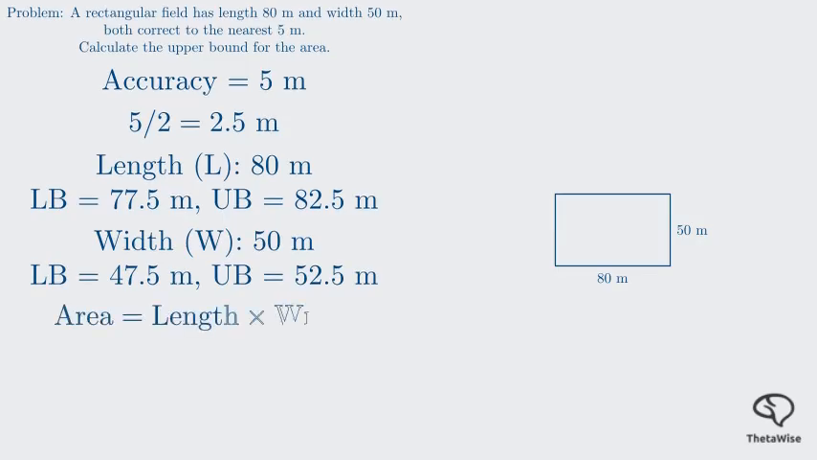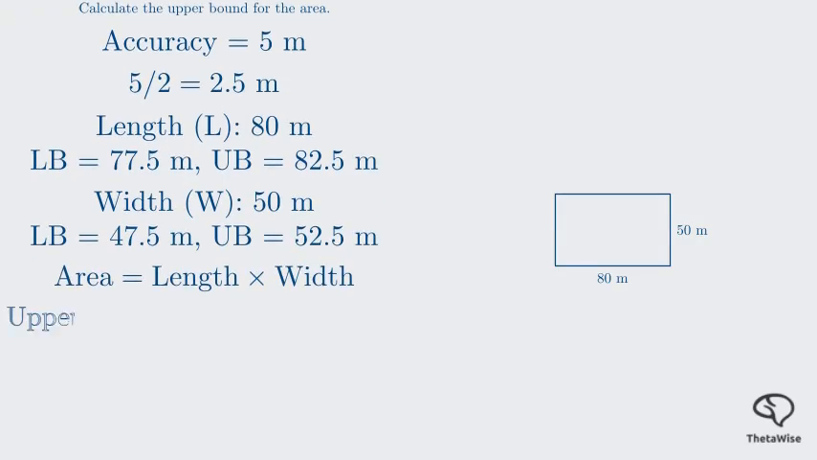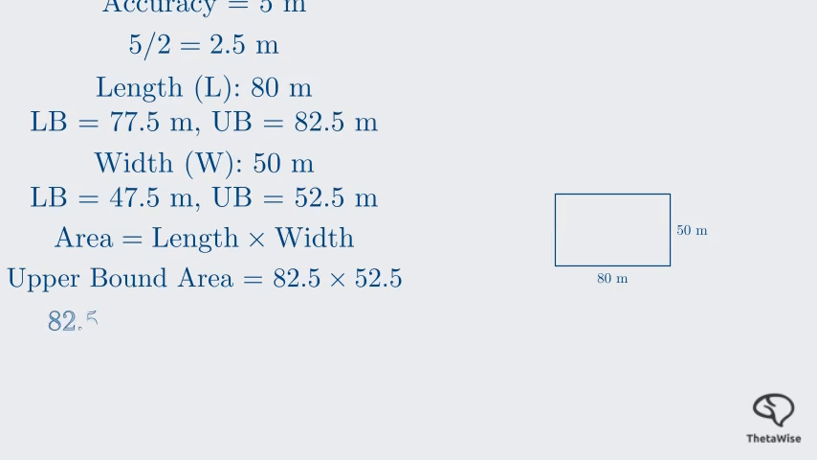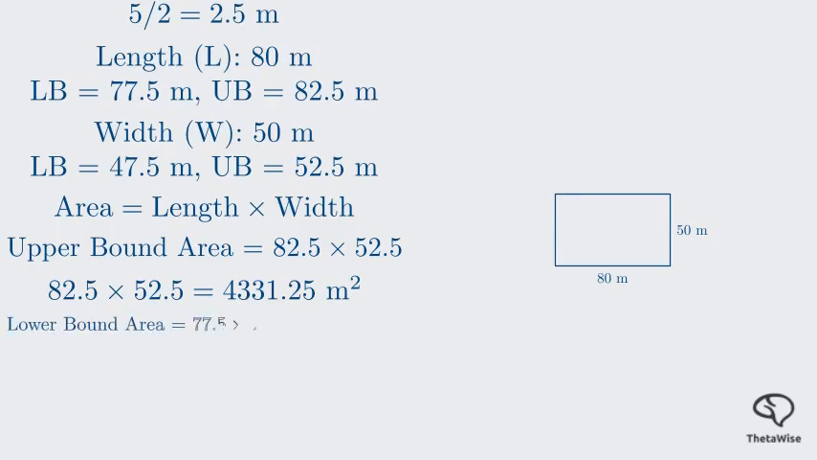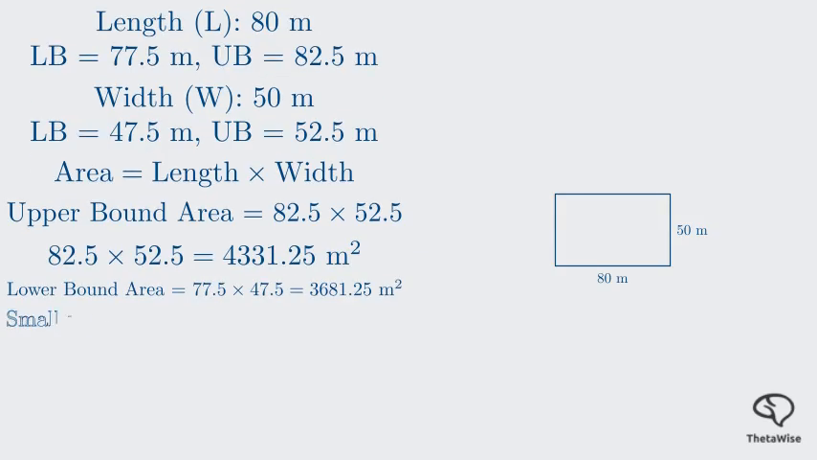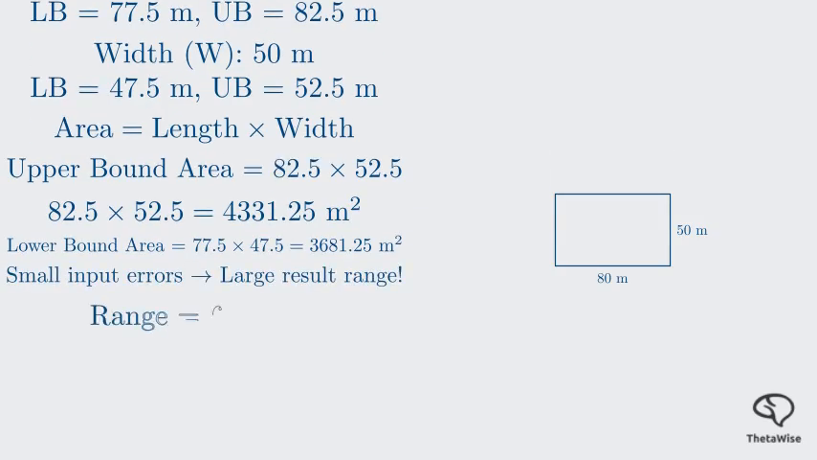The area is found by multiplying length and width. To find the upper bound of the area, we multiply the two upper bounds together. The upper bound for the area is 4,331.25 square meters. If we needed the lower bound, we would multiply the minimums, giving us 3,681.25 square meters. Notice how a small rounding difference in the measurements leads to a very large range in the possible area.